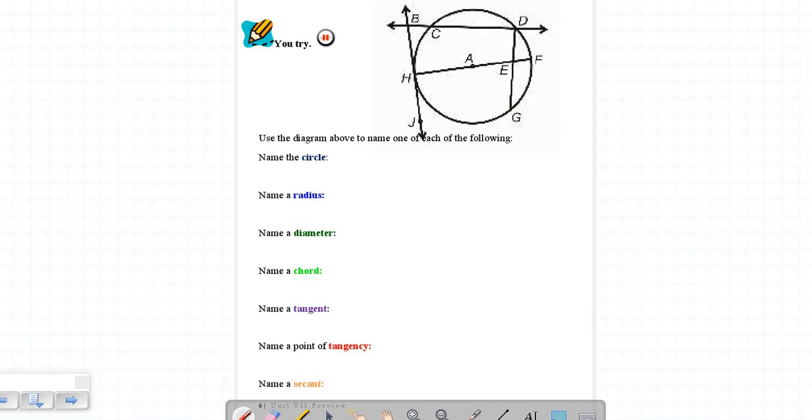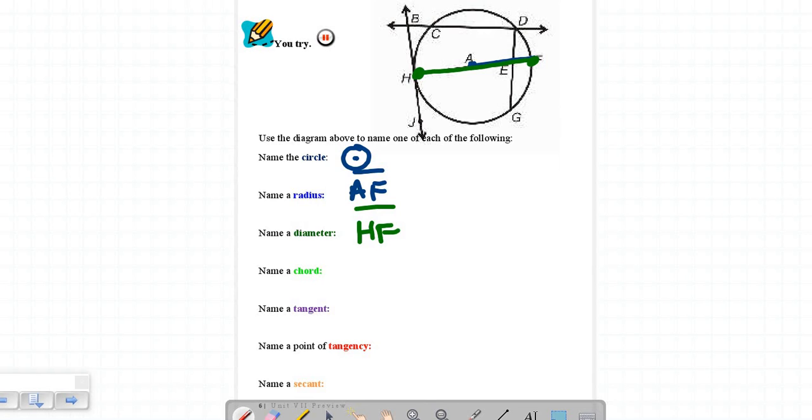We're going to do this page together because I don't want you making any mistakes here. Name the circle. This would be circle A. Little dot, circle A. A radius, of course, would be the spoke in a wheel, so A to F or A to H, either way. Diameter goes all the way across, so F to H or H to F.